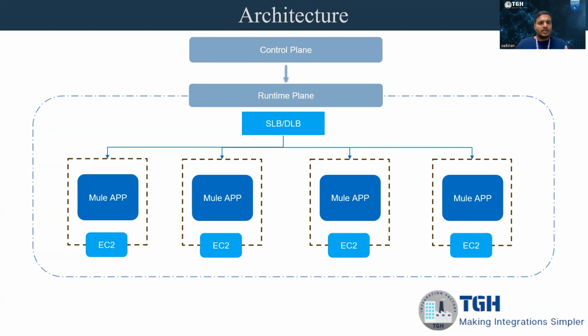CloudHub also chooses different availability zones based on the regions. These will not be a long distance apart, a maximum of 350 miles. In those regions only, it will deploy the applications.